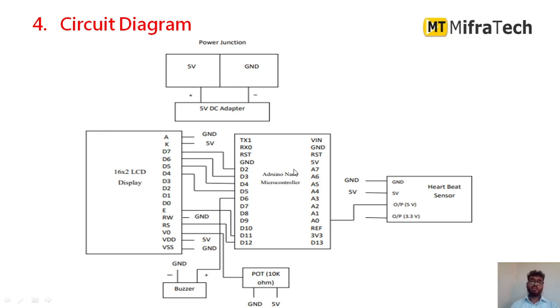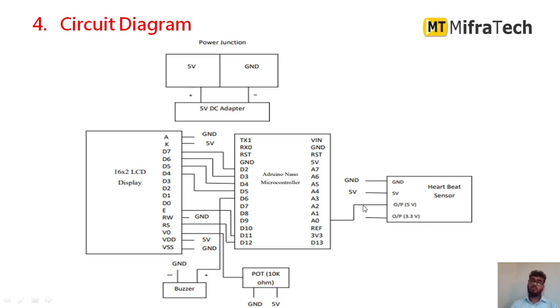This Arduino Nano microcontroller has both analog and digital pins. In this project we are making use of both analog and digital pins in order to connect different components. First we will see how to connect this heartbeat sensor to the Arduino Nano microcontroller. This heartbeat sensor mainly has 4 pins, as you can see here. The ground pin I have connected to ground of the power junction, and to provide power supply to this heartbeat sensor, I have provided 5V from the power junction. Next we have two outputs here, a 5V output and a 3.3 volt output. We are mainly using only the 5V output here.